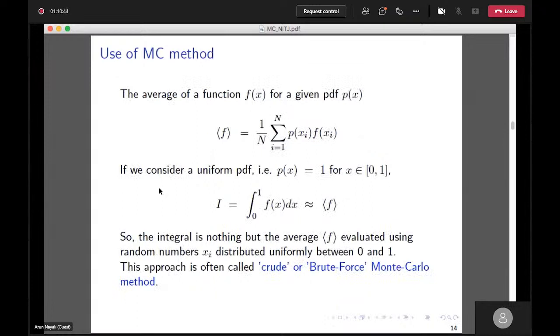Now, suppose we are calculating the average of the function f(x) for a given PDF P(x). If we know the PDF P(x), then we can calculate the average of this function f(x).